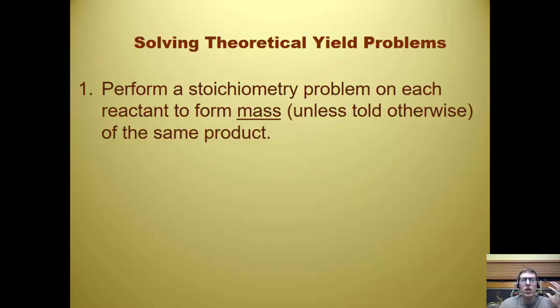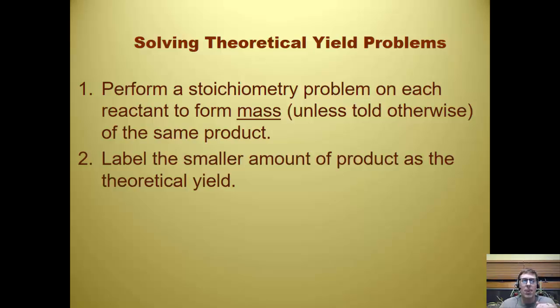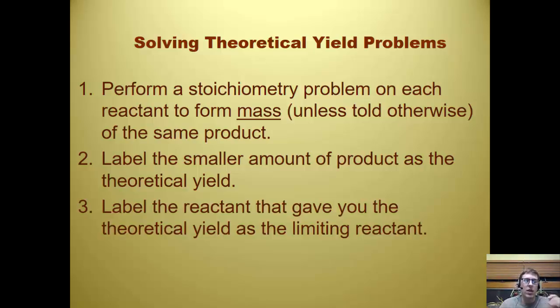So first, you're going to do the stoichiometry problem on each reactant to form mass. Again, unless otherwise told. You could say in liters or in moles, but usually you go to mass. And you're going to have more than one given, so you're going to have more than one problem that you have to set up. Then, the smaller amount of product that is formed is going to be the theoretical yield, because the smaller amount limits you. And then you label the reactant that gave you the theoretical yield as the limiting reactant.